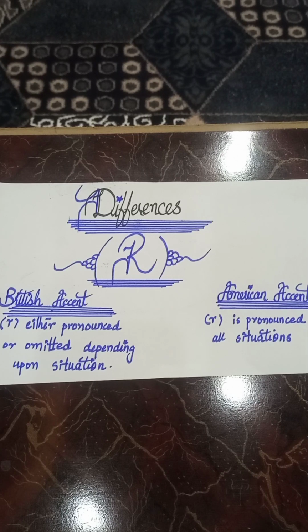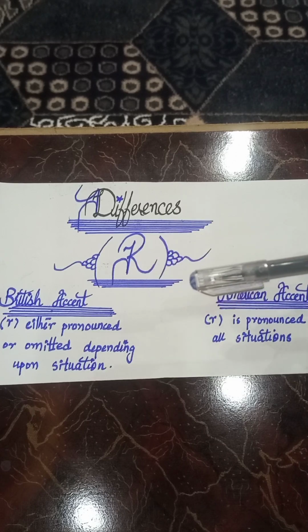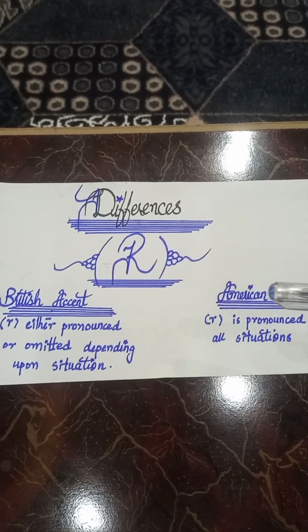So guys, there are very slight differences between these two accents in terms of vocabulary, but there is one most prominent difference between these two accents of English, and that is R. Okay, that is alphabet R. It is either pronounced or not, okay? In American accent, R is pronounced in all situations. Whatever the situation, you have to pronounce R, and it is pronounced in the hardest possible way. Like American accent sounds like a thunder, okay?